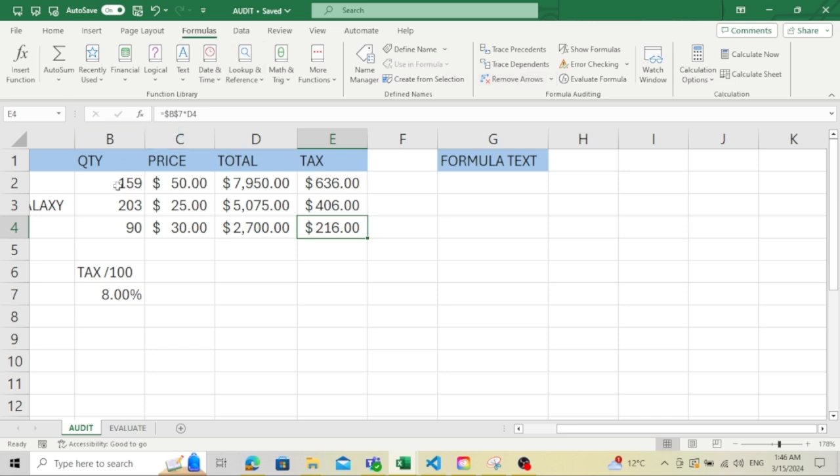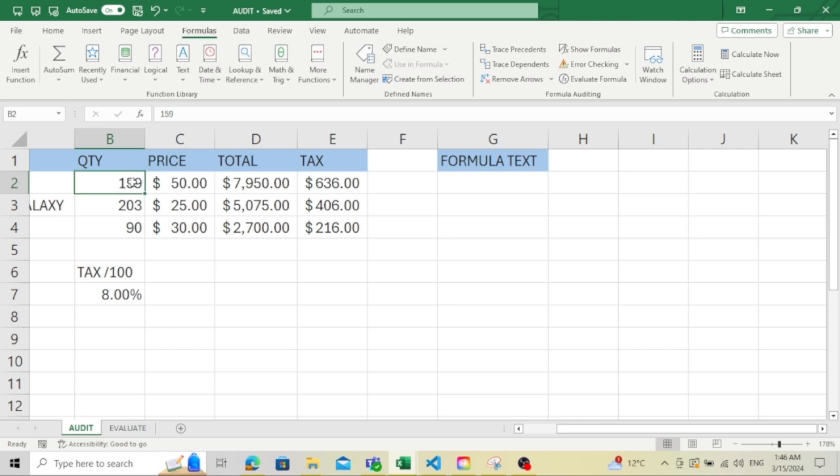Now, look at this cell B2. It has no formula. So we cannot trace any precedent because nothing was used to get this. We typed this directly into the computer.